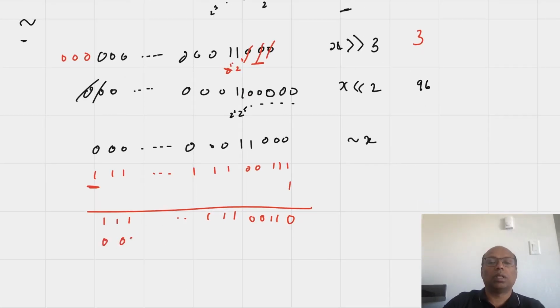0, 0, 0, 0, 0. 1, 1, 0, 0, 1. Now what will happen for you? What is the value right now? Sign bit is 0 right now, correct? Therefore, now you can calculate like this.